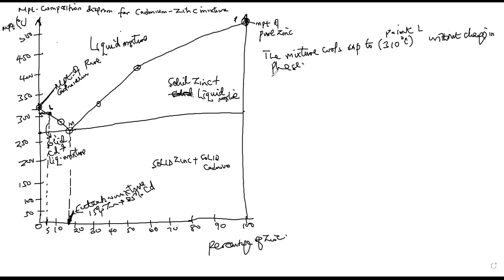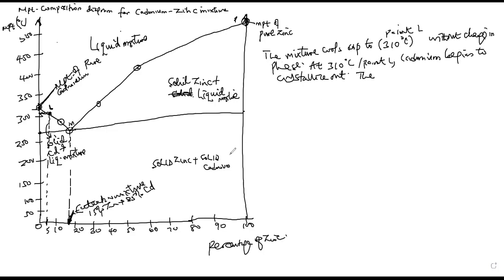That one takes place without change in phase. Now, at 310 degrees Celsius, or point L, cadmium begins to crystallize out. At point L, cadmium begins to crystallize out.